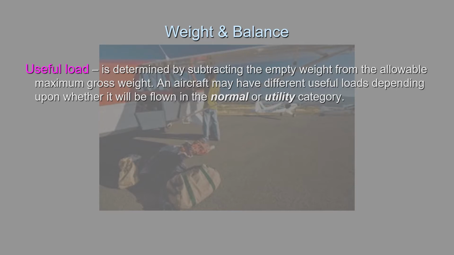An aircraft's useful load is determined by subtracting the empty weight from the allowable maximum gross weight. An aircraft may have different useful loads depending upon whether it will be flown in the normal or utility category. The useful load usually consists of items such as the fuel, crew members, passengers, baggage, cargo, removable ballast, potable water, and sometimes engine oil.